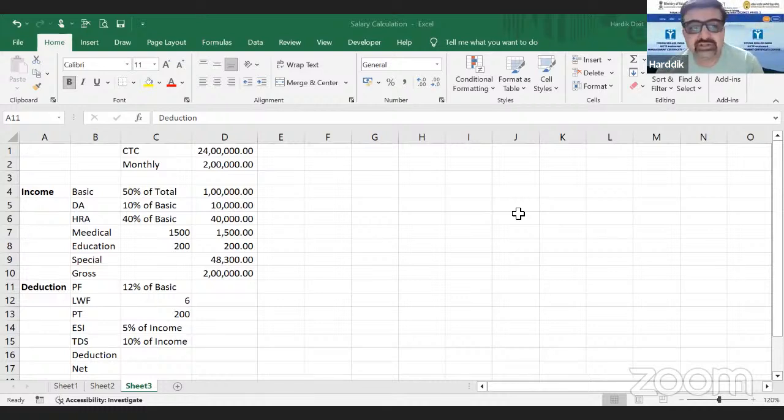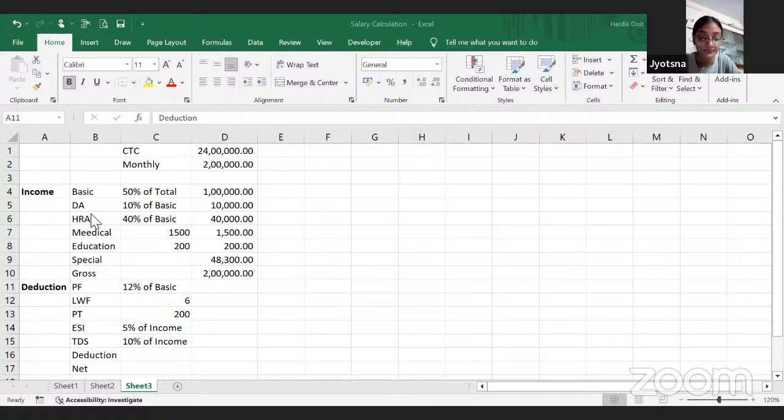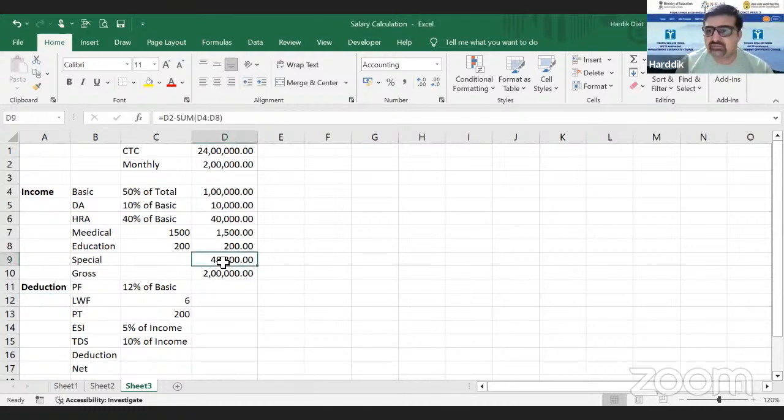Sorry for this break. Okay, so now this is the income part. We are clear with this? Yes or no? Okay. So as many components as we add, all that would be adjusted against your special allowance.